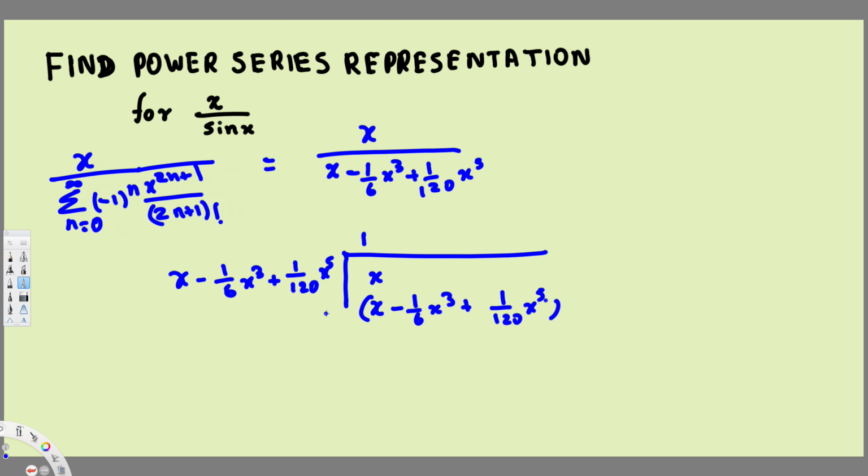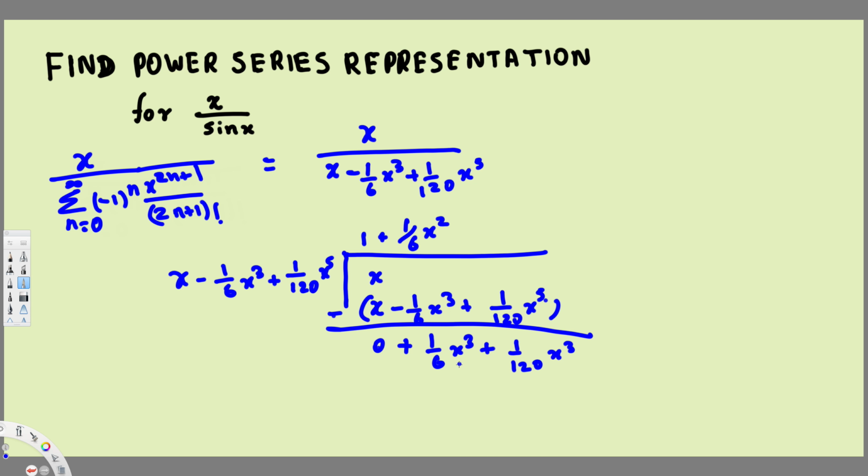And if you subtract this from this, x minus x is going to be 0. Then we have minus 1 over 6 x cubed plus 1 over 120 x to the power 5, right? So this is the term we have. Minus minus is going to be plus. And the next question is, if I multiply this by which term will it give us 1 over 6 x cubed? That's going to be 1 over 6 x squared, because if you multiply 1 over 6 x squared by x, that gives you 1 over 6 x cubed.